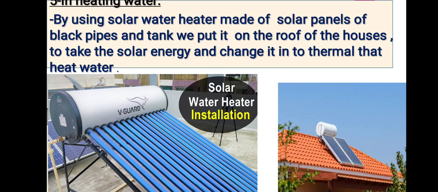At the first, we will put the solar water heater on the roof. The solar panels take the solar energy from the sun and change it into thermal energy to make the tubes very hot. The black tubes or the black pipes are very hot. In the tank there is water which I want heated.